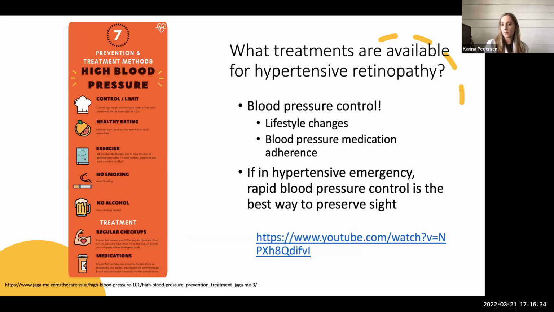So what treatments are available for hypertensive retinopathy? First and foremost, as always, blood pressure control. This includes lifestyle changes such as healthy eating, exercise, avoidance of smoking and alcohol, as you can see on the left. And if you're in a hypertensive emergency, rapid blood pressure control is the best way to preserve sight.